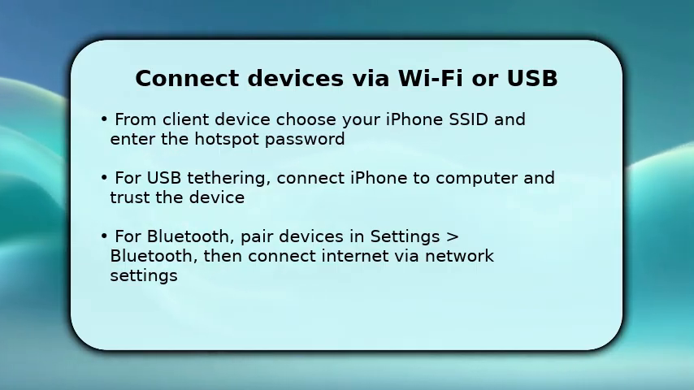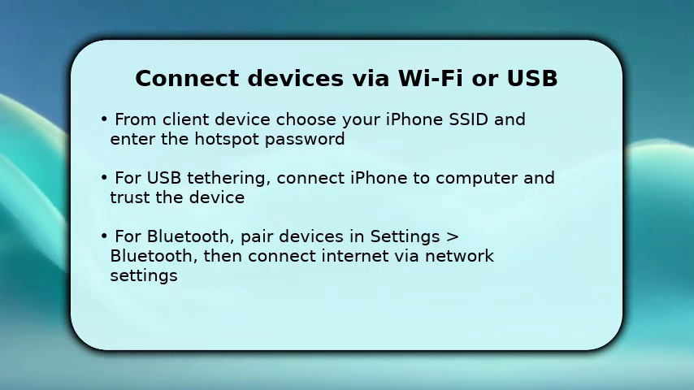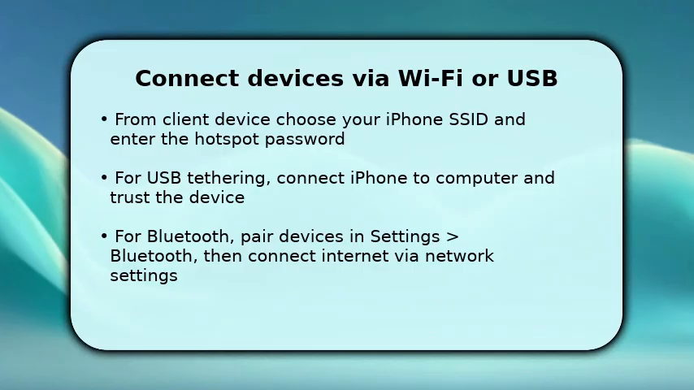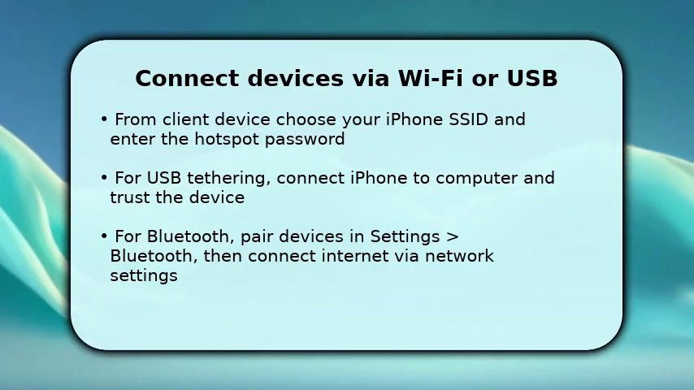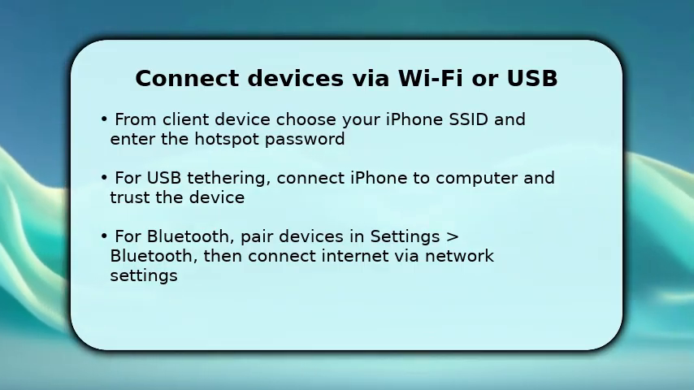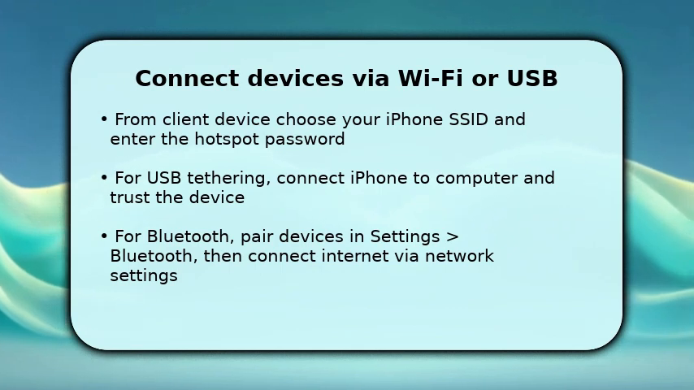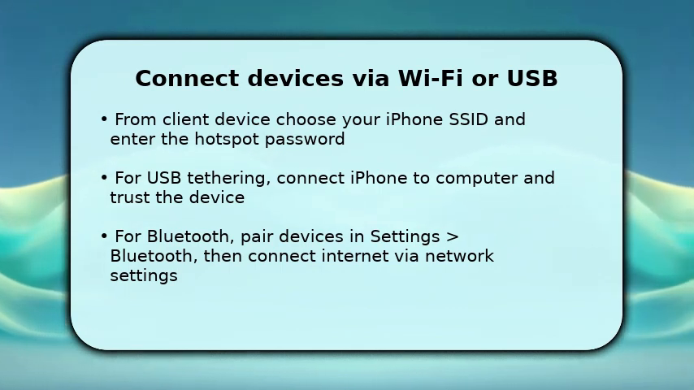For a stable computer link, use USB. Plug in your iPhone, tap Trust, and enable Personal Hotspot. Your machine should recognize a new network interface. Alternatively, pair and use Bluetooth when Wi-Fi is unavailable. Finish by optimizing and troubleshooting.